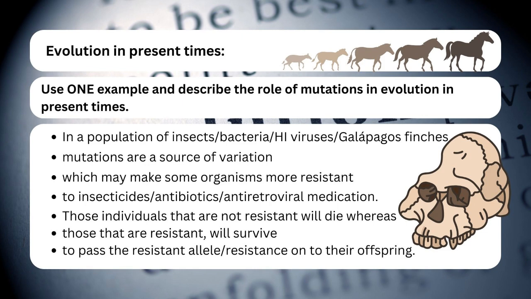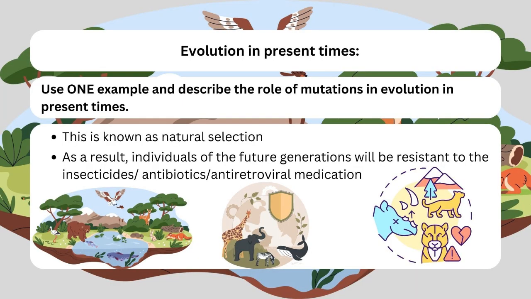insecticides/antibiotics/antiretroviral medication. Those individuals that are not resistant will die, whereas those that are resistant will survive, to pass the resistant allele/resistance on to their offspring. This is known as natural selection. As a result, individuals of the future generations will be resistant to the insecticides/antibiotics/antiretroviral medication.